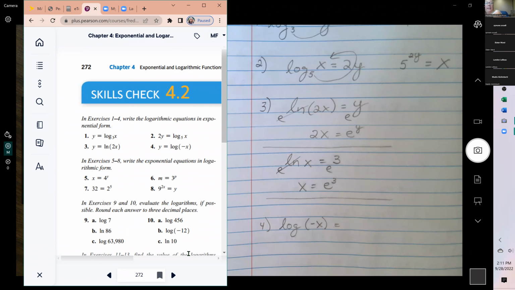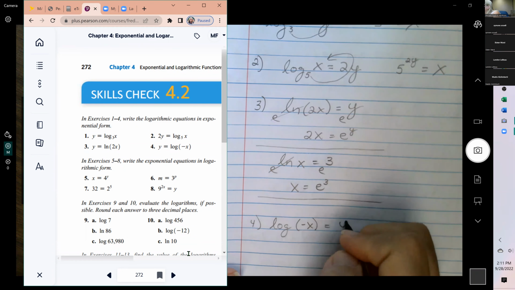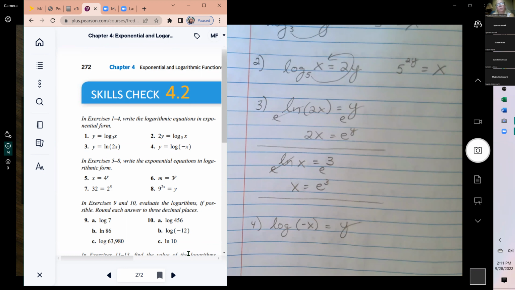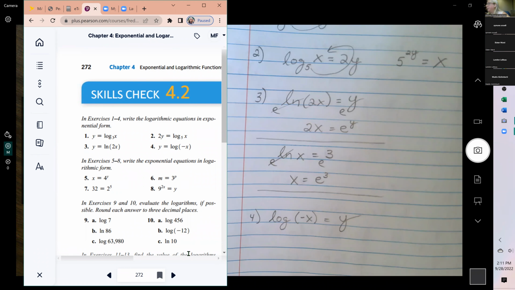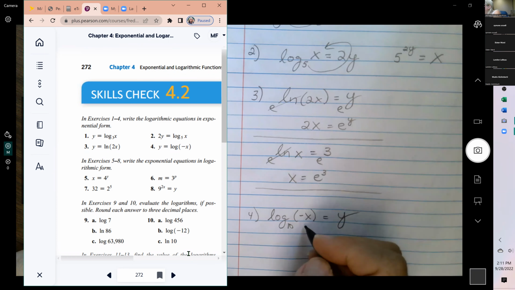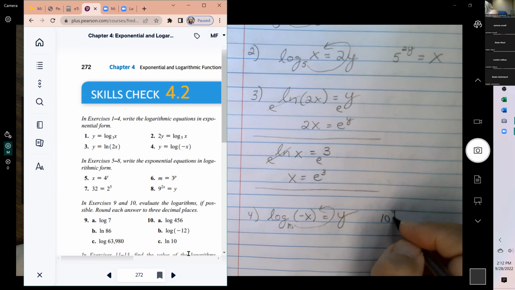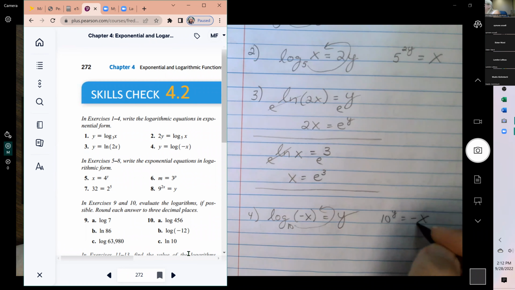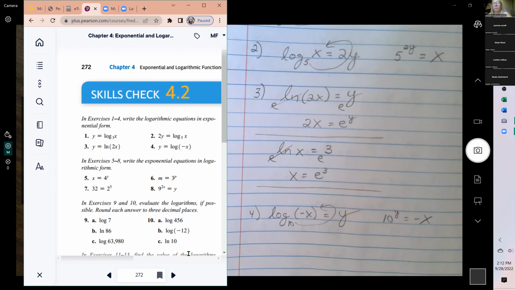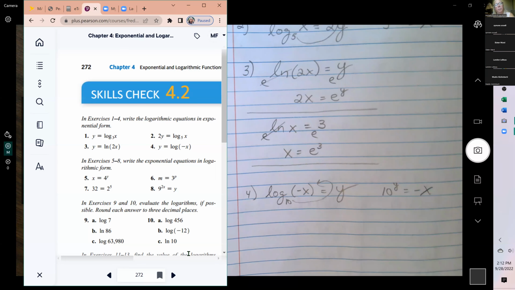This one doesn't have a base. What's the base? Anyone? When there's no base, yes, it's a base 10. So 10 to the y equals a negative x. Any questions on writing it in exponential form?